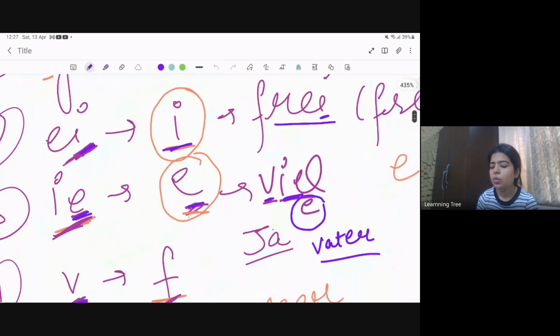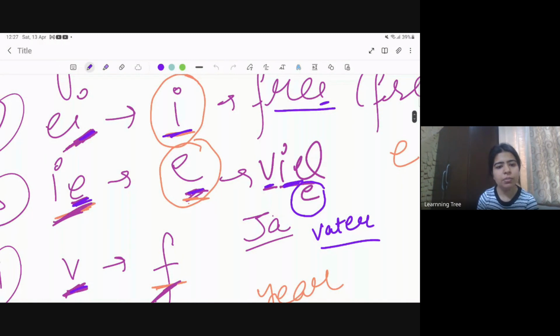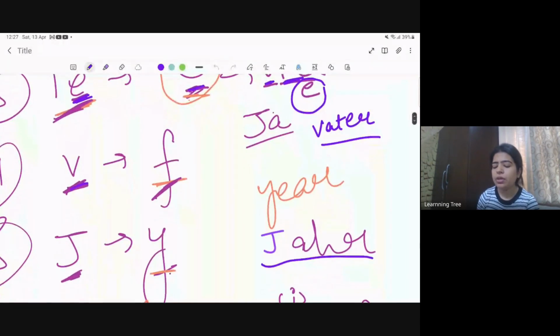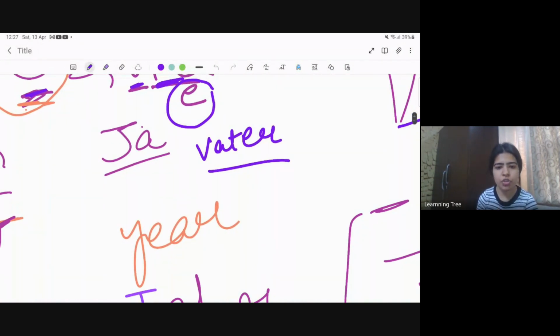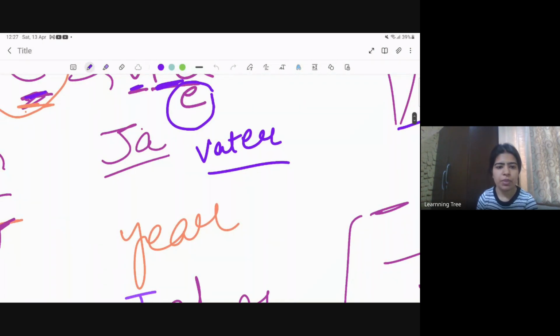Then vice versa. If it is IE, pronunciation will become E. So EI will become I pronunciation and IE will become E pronunciation. Then if a word is starting from V, now please be very careful here. If a word is starting from V, then the pronunciation will be F. So this is the word Vater. Vater is father in German. So starting from V, pronunciation F. Vater.